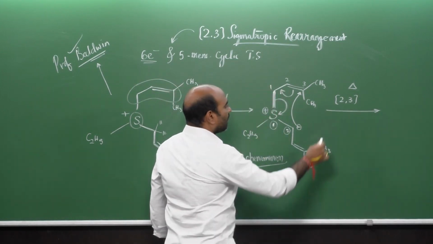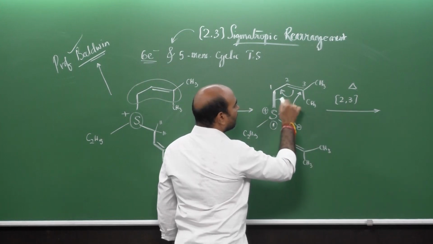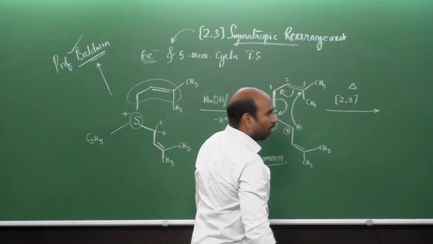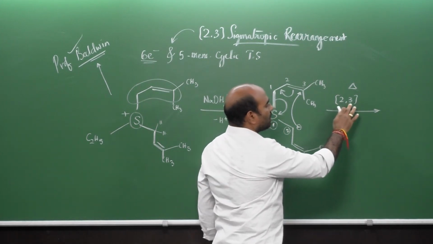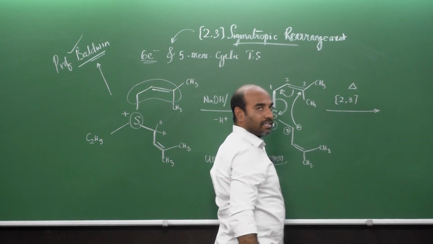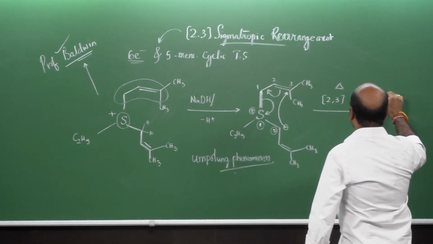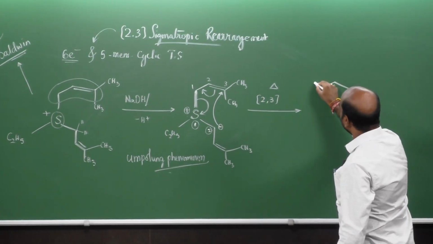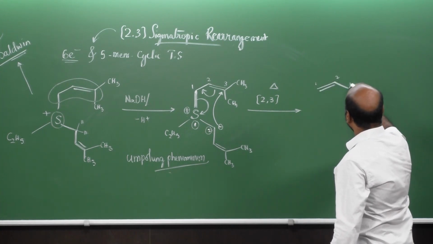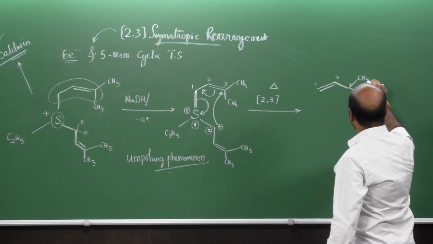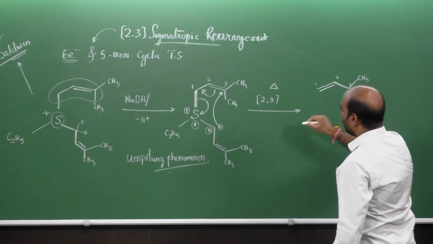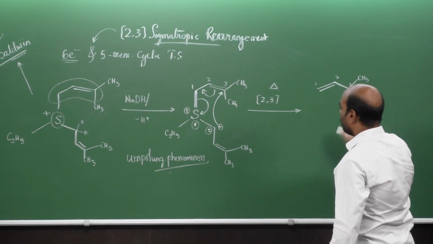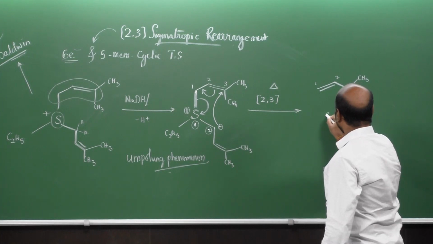So what is the number? The order represents where the sigma bond is migrating. So if the order shown on top of the arrow is like 2,3, the new position of the sigma bond is 2 and 3, right? So therefore, how will the product look now? A new double bond is here, this is 1, 2 and 3, right? So this has 2 methyl groups already, and now a new connection is being formed between 3 and 2. So this is 2 which is connected to the sulfur atom.